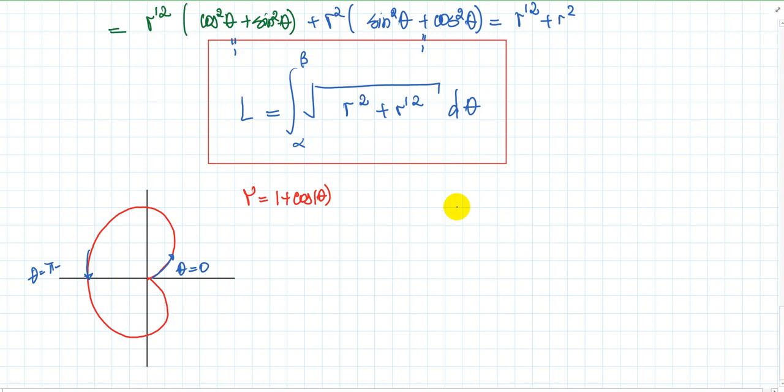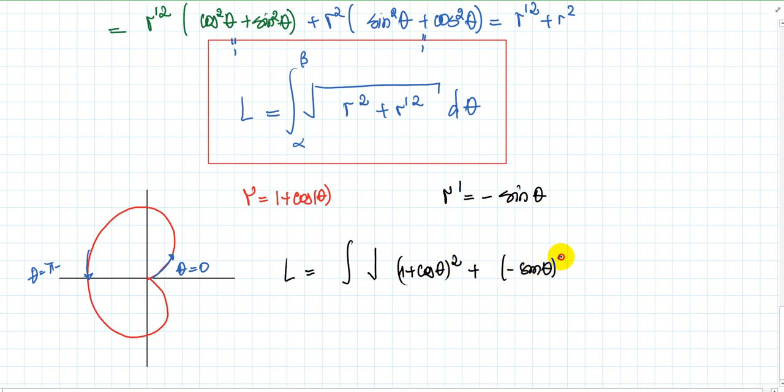Right? So what is r prime? R prime means the derivative of r with respect to theta. So this is going to be minus sine of theta. Okay? Then the arc length is going to be the integral of the square root of r squared, which is 1 plus cosine of theta squared, plus minus sine of theta squared, under the square root. And we need to integrate this with respect to theta from 0 until pi.